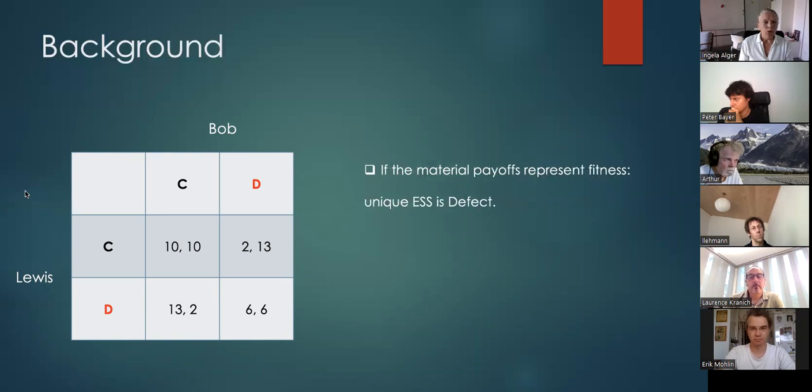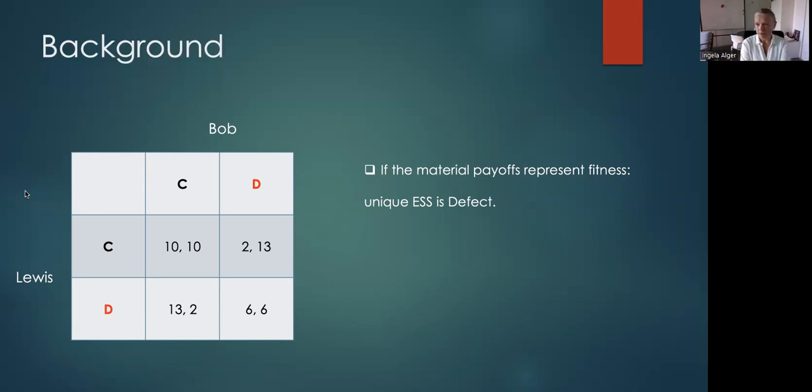Now suppose that the payoffs represent the fitnesses of the individuals. Then, of course, we know that defect is the unique ESS. So the prediction from evolutionary biology is that people will defect in this interaction. Of course, this is given a bunch of assumptions, but let's stick with uniform random matching and so forth, a standard, classic framework. Okay, so that's the prediction.